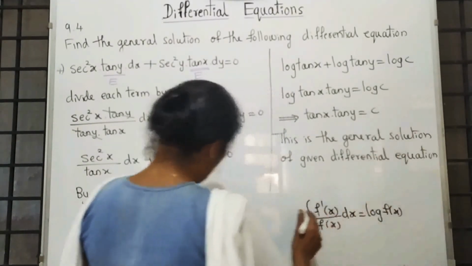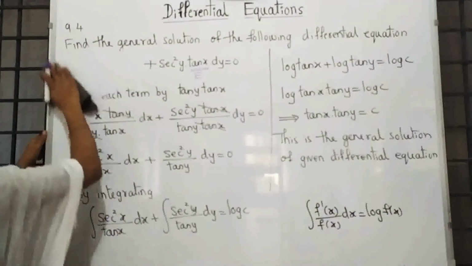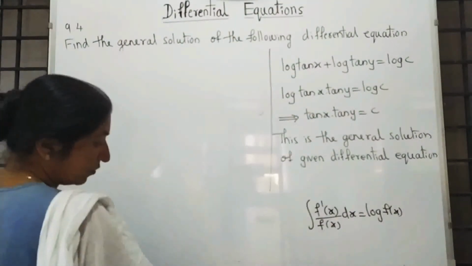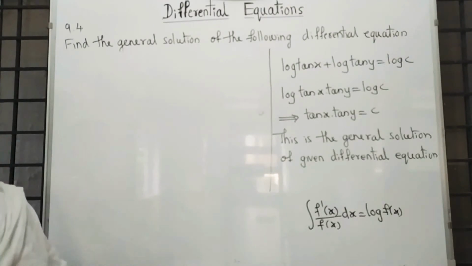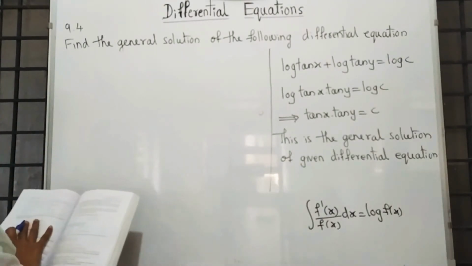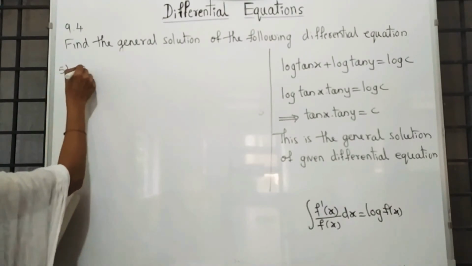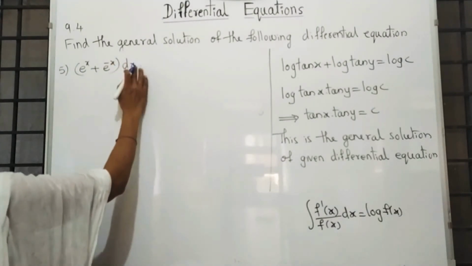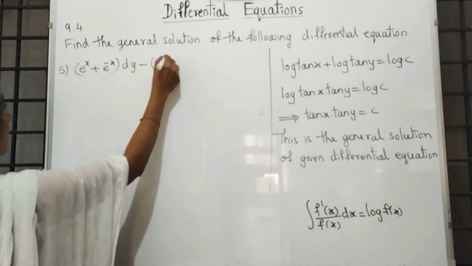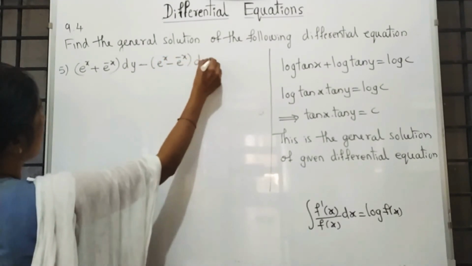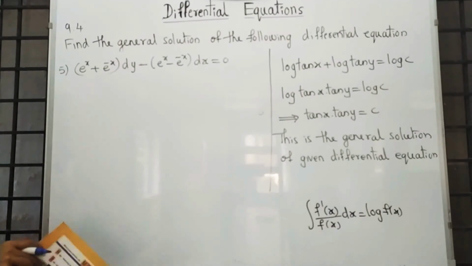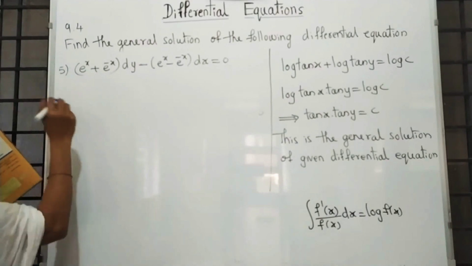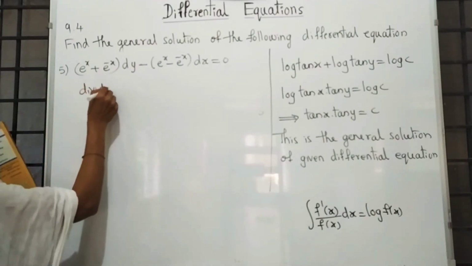Moving to the next question, that is question number 5, from exercise 9.4. So (e raised to x plus e raised to minus x) into dy minus (e raised to x minus e raised to minus x) into dx is equal to 0. Already we are familiar with the dy; we don't want x terms, that means this is extra. So divide by what? Here it is x with dx.